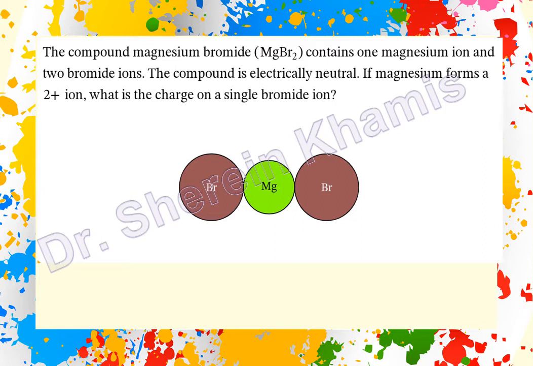So we didn't write 1 here, as the charge here will be what? It will be -1. The charge of bromine here as an ion, since it is magnesium bromide, the right answer will be -1. Okay, we are going to question number 8.